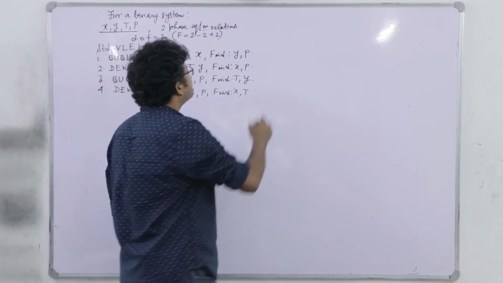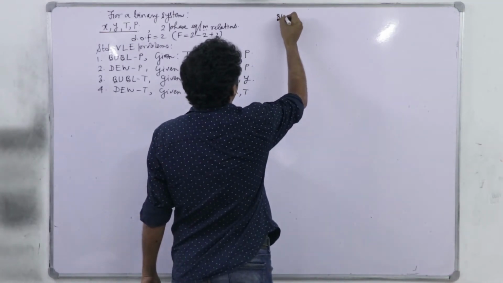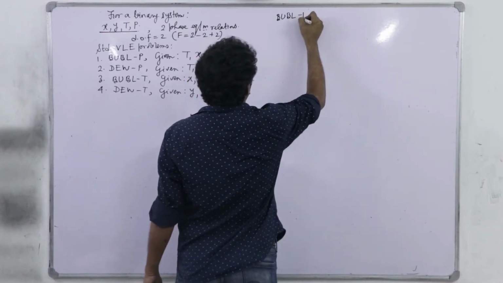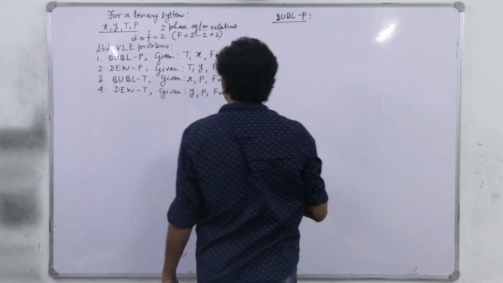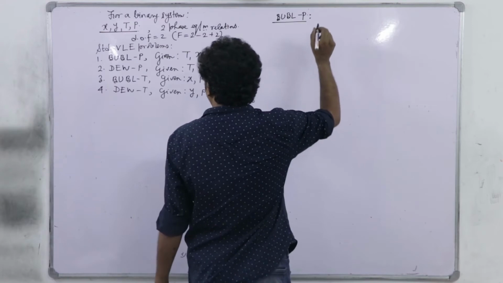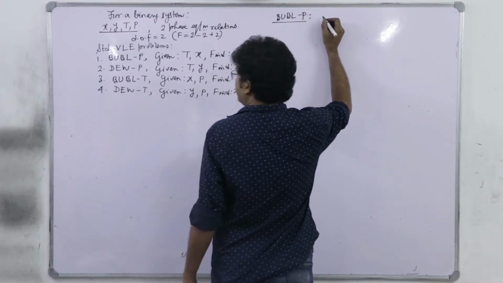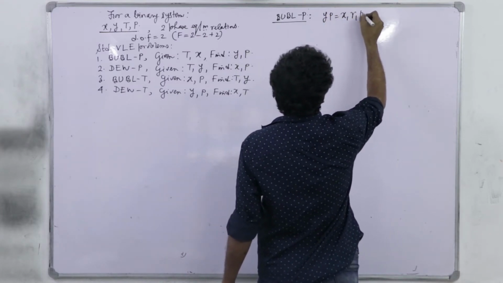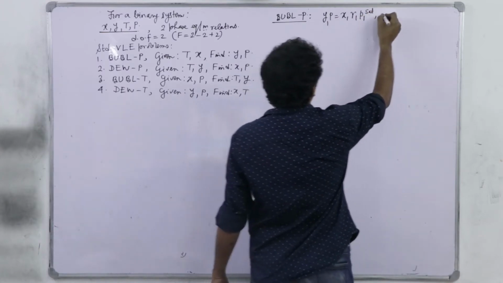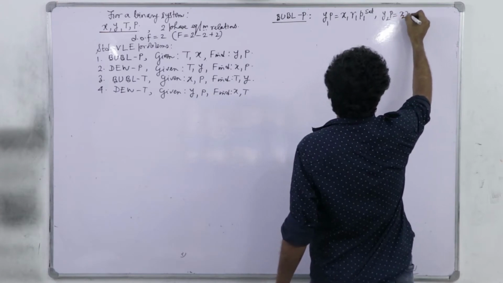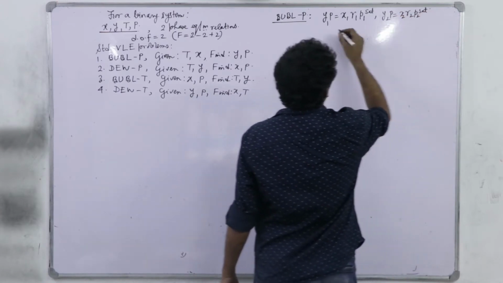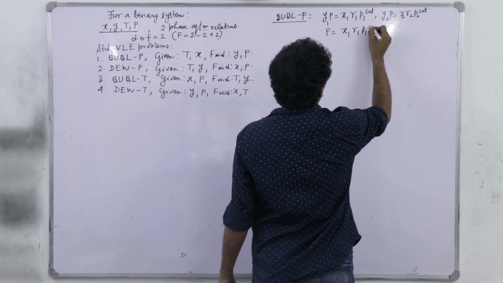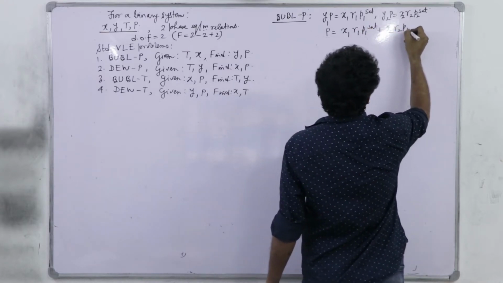So, the first problem, bubble P. This is quite simple. You see that we have two equations, y1 P is equal to x1 gamma 1 P1 sat, and y2 P is equal to x2 gamma 2 P2 sat. If you add these two equations, you will get P is equal to x1 gamma 1 P1 sat plus x2 gamma 2 P2 sat.